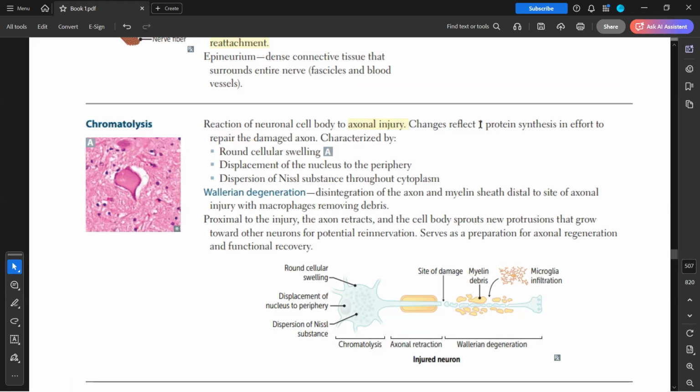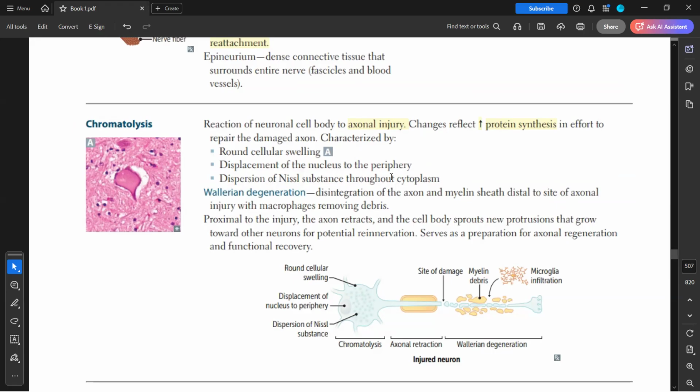What are the changes? Increased protein synthesis in an effort to repair the damaged axon, characterized by some swelling. You could see here the round cells are swelling, and the displacement of the nucleus to the periphery. You could see the nucleus being displaced to the periphery, and dispersion of Nissl substance throughout the cytoplasm. So it's basically the damage that's happening.